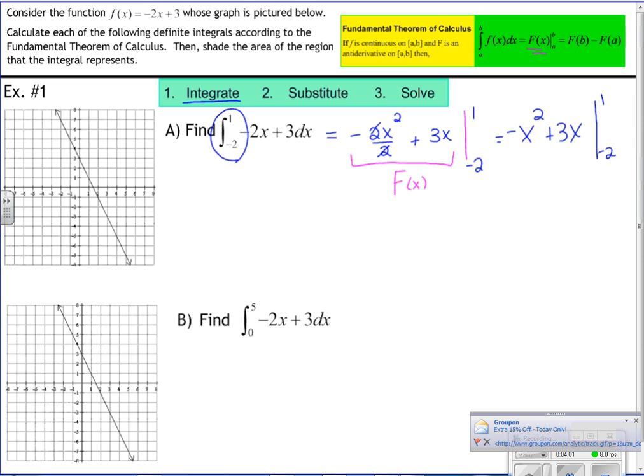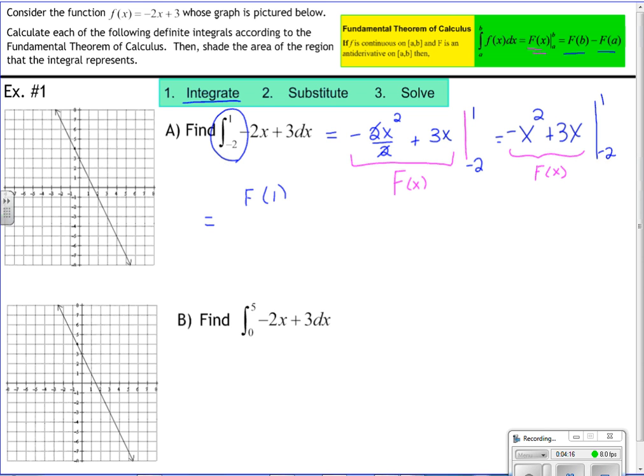Now what I need to do is this second portion. I need to evaluate that capital F function at these two values and then subtract. So I'm going to move down here, and the first one I'm going to do is my F of 1. Plugging in 1, because you start at the top: negative 1 squared plus 3 times 1. That is that first evaluation. And then it says to subtract.